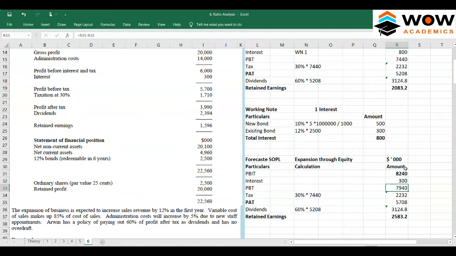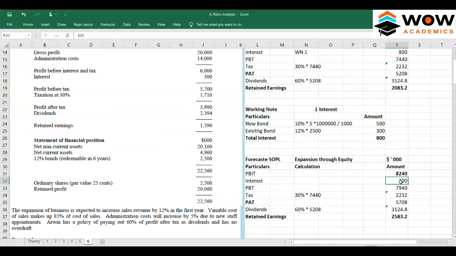So actually, will your answer change? See, this answer and this answer will not be the same, because here there are increased sales, increased admin cost, increased variable cost, so the profit will be different. So we can't use the earlier number just to get it, we have to calculate it. Okay, so we have calculated it. Up to PBIT we have already calculated it above. The interest alone is the small change that we have made.